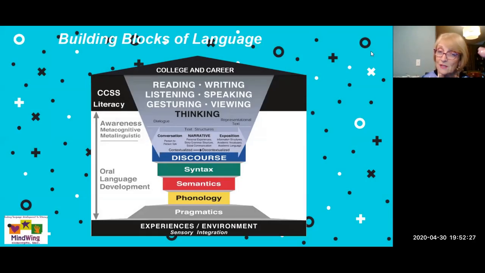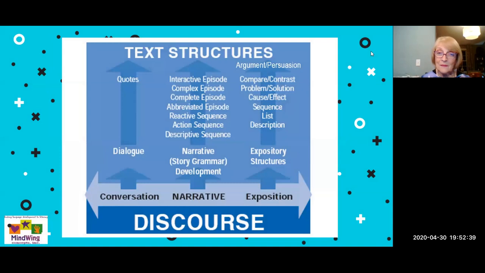So part of the discourse level that we're talking about today is exposition, but the narrative is the beginning of the road toward that. So these are the text structures of conversation, narrative, and exposition. I always talk about the seven stages of narrative development so that people who are looking at stories can analyze the story. If we're looking at a child who's not able to tell a story or write a story, we may look at where they are along those seven stages of narrative and then target our intervention.